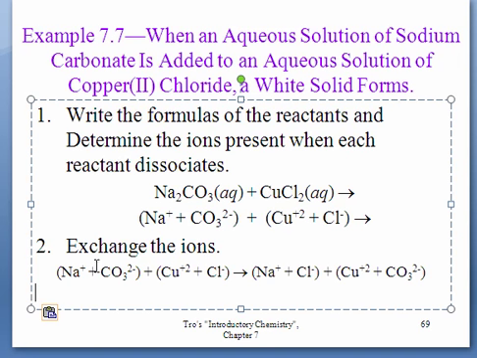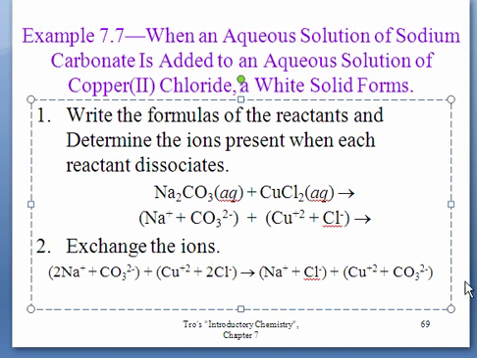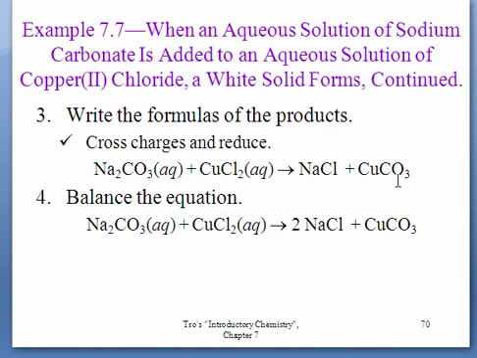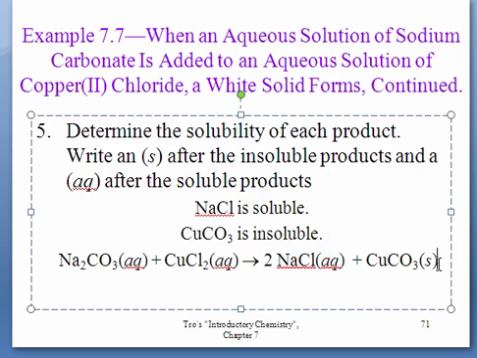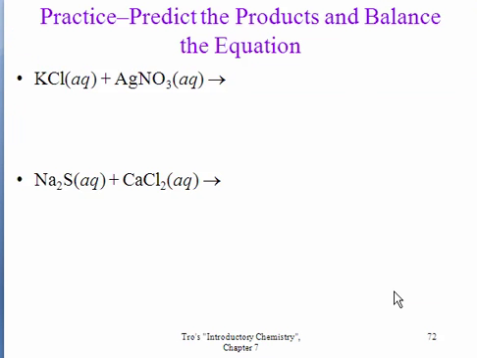So here are the steps. We dissociate out our ions, and I always put this 2 in front here, because that helps me keep track of what I have. Then we exchange our ions. Sodium now goes with chloride, copper now goes with carbonate. We figure out our formulas based on the charges. These are the formulas. We balance the equation, make sure it's balanced. Two sodiums, two sodiums. Two chlorides, one copper, one carbonate. Then we look at the solubility rules to determine the state. So the white solid that forms is our copper 2 carbonate.